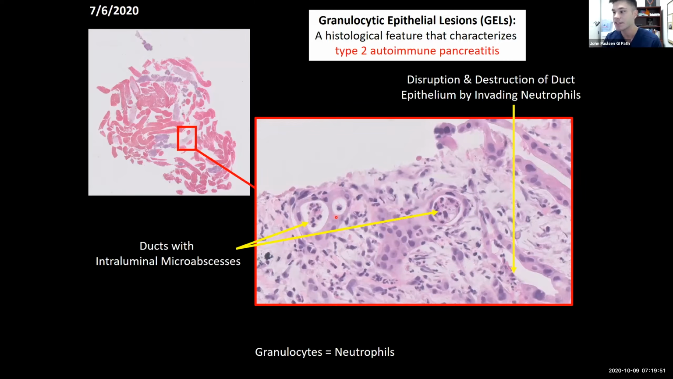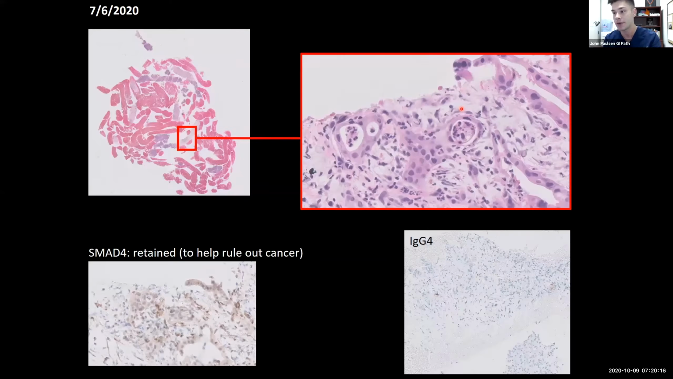Like here, basically the pancreatic ducts are packed full of neutrophils, or intraluminal microabscesses. And occasionally, the neutrophils creep into the duct epithelium, disrupt it, and damage it. It's very reminiscent of what we see in IBD when neutrophils invade the intestinal crypts. And in fact, type 2 autoimmune pancreatitis is associated with IBD, and our patient has IBD. So it's starting to look like this is type 2 autoimmune pancreatitis.